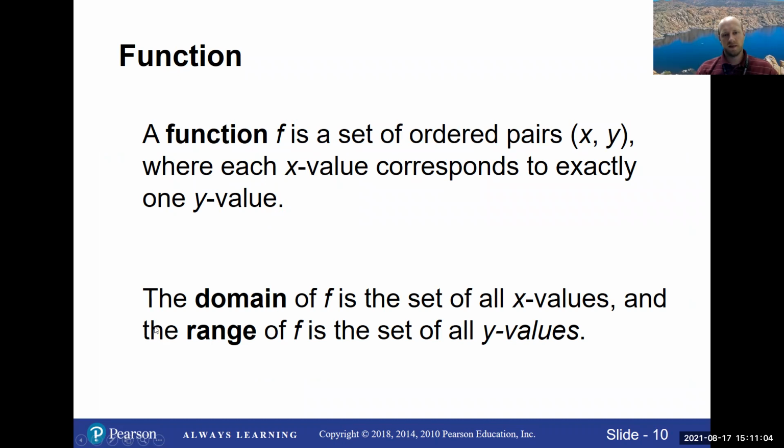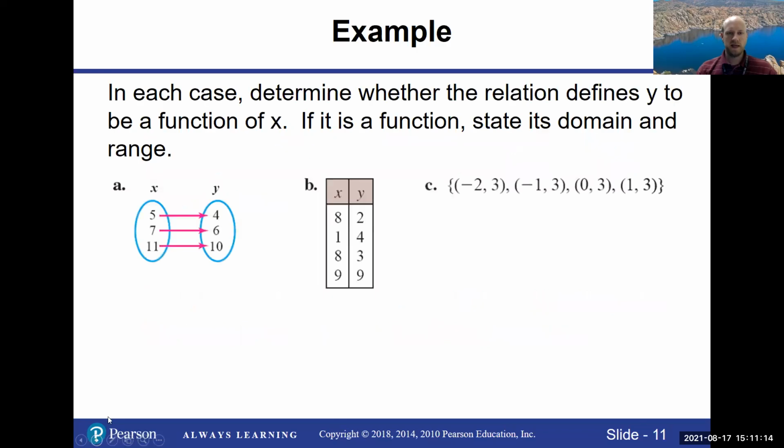And we're also going to talk about the domain and range here. The domain is the set of all x values. The range is the set of all y values. So domain is x, range is y. In each case, we're going to determine whether this relation defines y to be a function of x. If it is a function, state its domain and range. So is this a function? Well, yes, each input of x corresponds to exactly one output y.